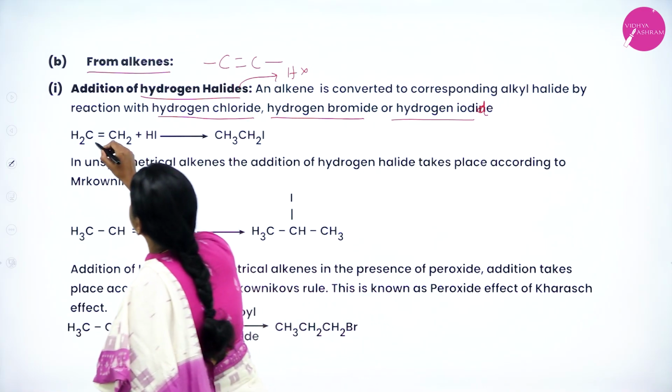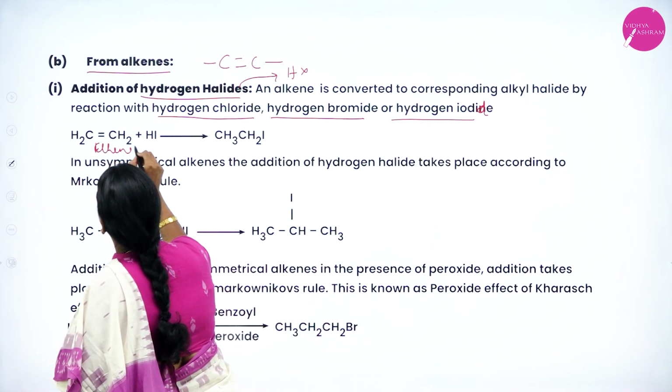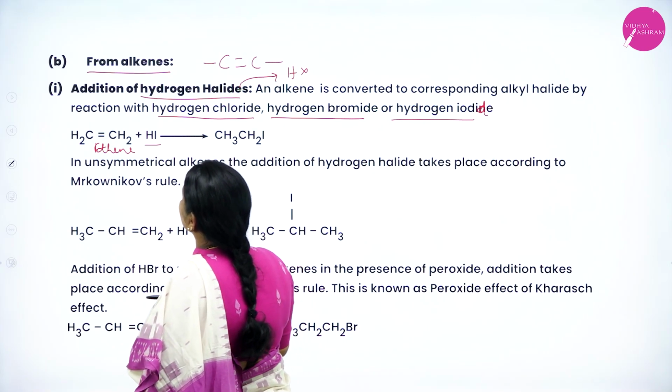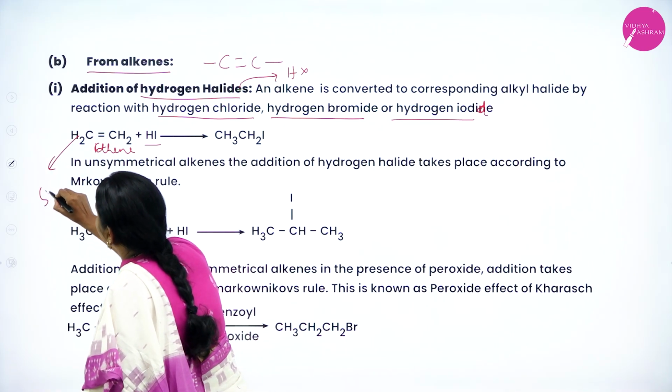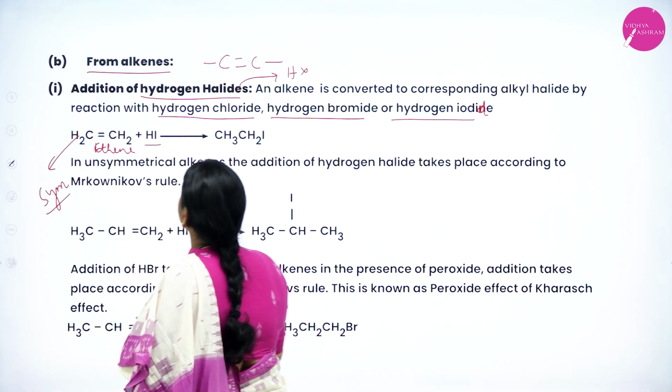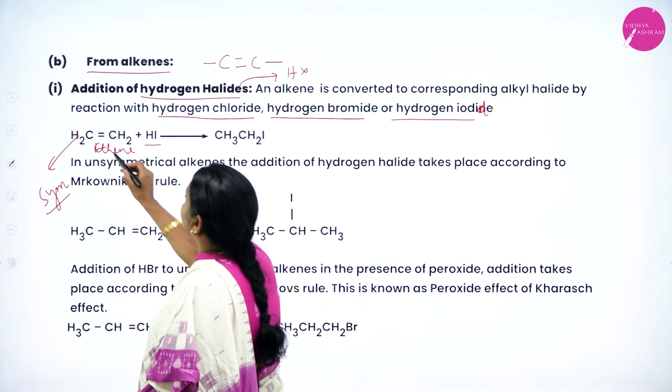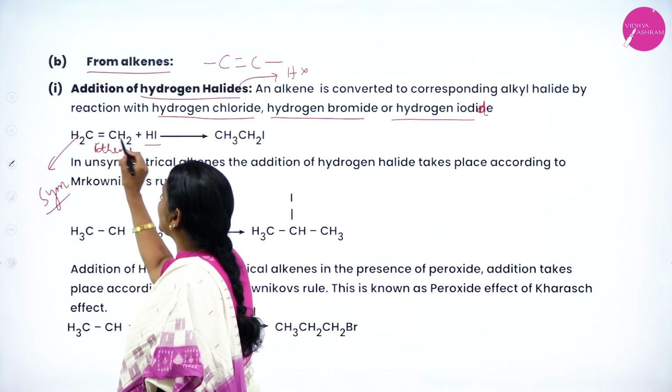Now here I consider ethene. I'll add HI. Ethene is a symmetrical alkene. It is which type of alkene? It is a symmetrical alkene. Observe here, the double bonded carbon is attached with the same atoms.